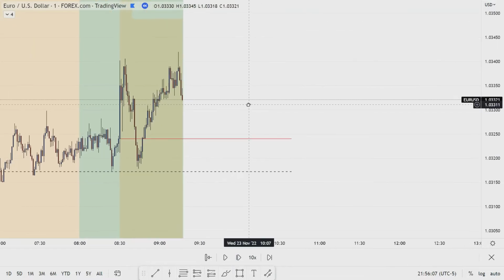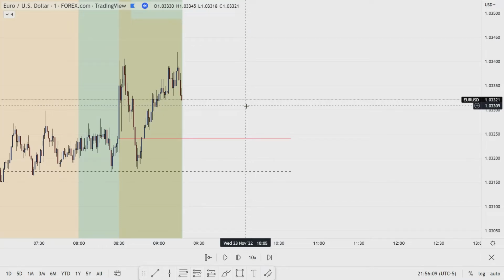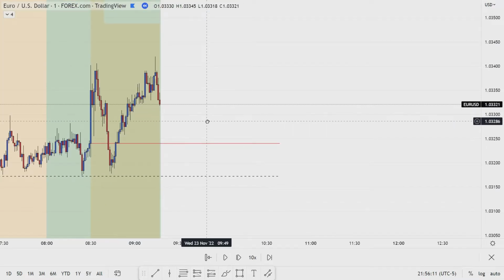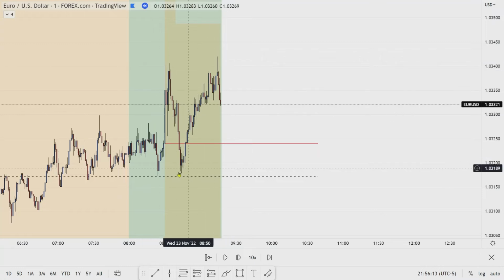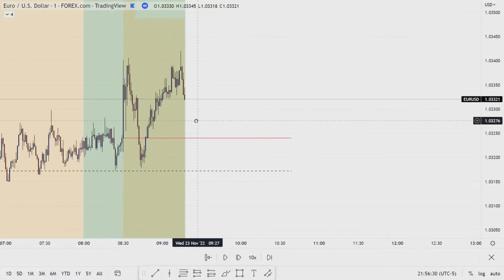All right, so what I'm seeing right now is within the New York session, we can see that high that was formed at 8:30 opening, it's been taken out. And not only has it been taken out, but we're also in a premium market because we're above opening price for 8:30.